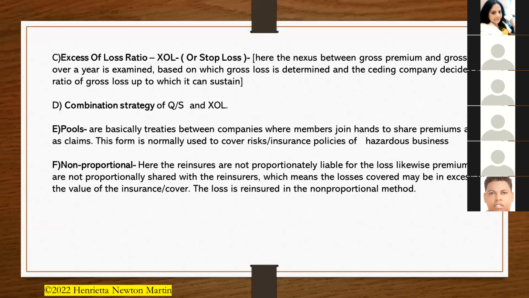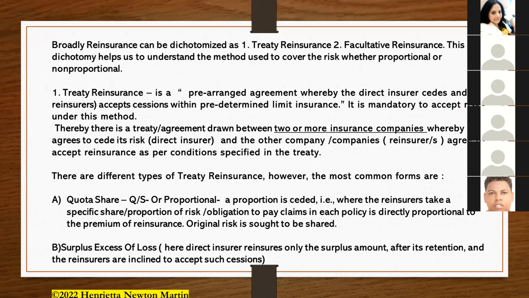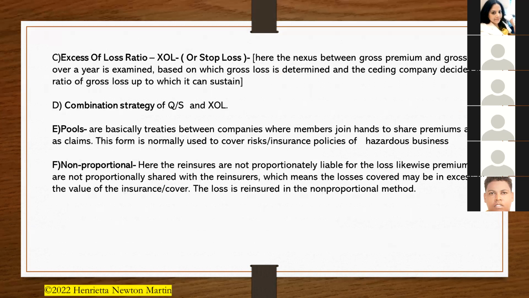Next is non-proportional. Here, the reinsurers are not proportionately liable for the loss. Likewise, premiums also are not proportionally shared with the reinsurers, which means the losses covered may be in excess of the value of insurance cover. So the loss is reinsured in the non-proportional method. So this is all about treaty reinsurance. Next is facultative reinsurance. Under treaty reinsurance, we have 6 types: quota share, surplus, excess of loss, combination strategy, pools, and non-proportional.